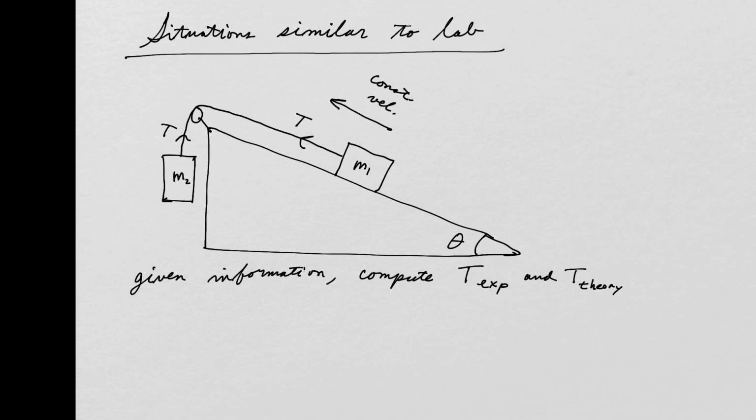And how do we find T experimental? Well, that dealt with the hanging mass, right? Remember, it was just M2G. It's just the weight. T is equal to the weight. Why is that true? Because if this is moving up at a constant velocity, this is moving down at a constant velocity. So there's no acceleration. So the tension acting up, that force acting up, must equal the force acting down, which is the weight.